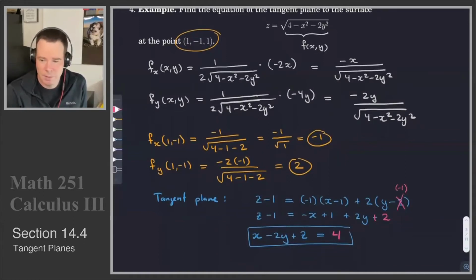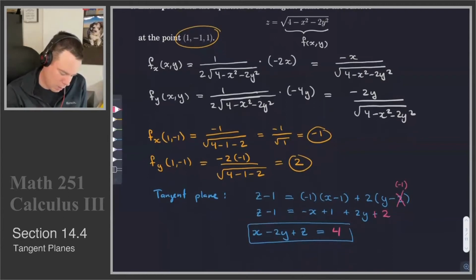So if that's the tangent plane, then what's sitting in front of the x, y, and z should be, so what's sitting in front of the x should be negative f sub x, and it is. What's sitting in front of y should be negative f sub y, which it is. What's sitting in front of the z should be 1.